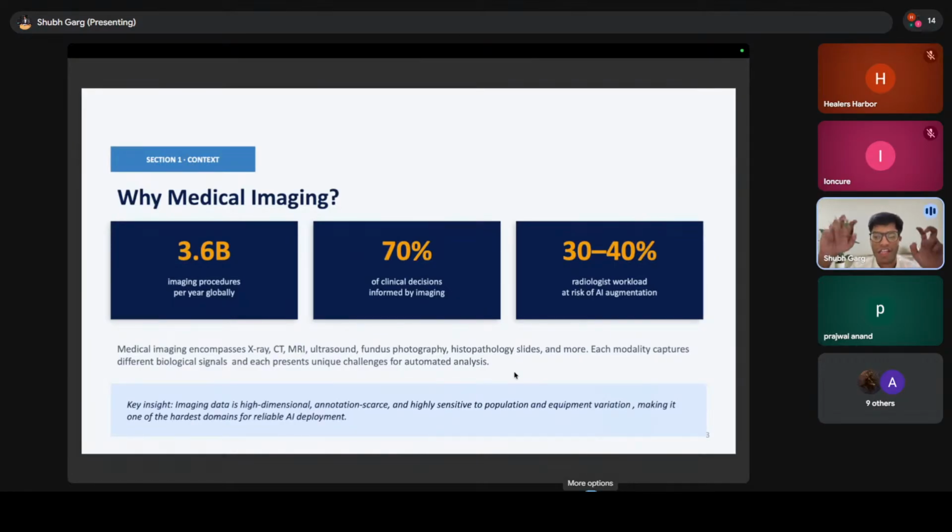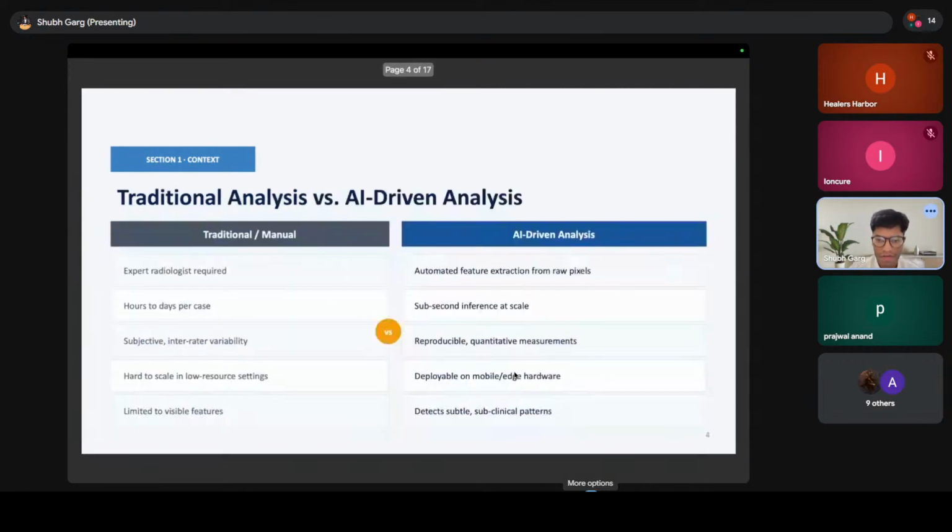But the key phrase I want you to hold on to for the entire lecture is: medical imaging data is highly dimensional, annotation scarce, and highly sensitive to population and equipment variation. That sentence contains the core challenge of this entire field. Everything we'll discuss today flows from it. So moving on, let's ground this in a direct comparison.